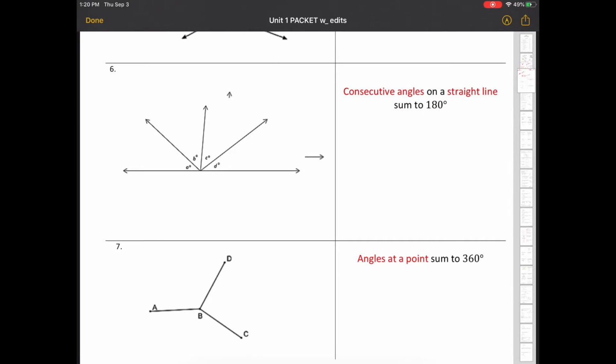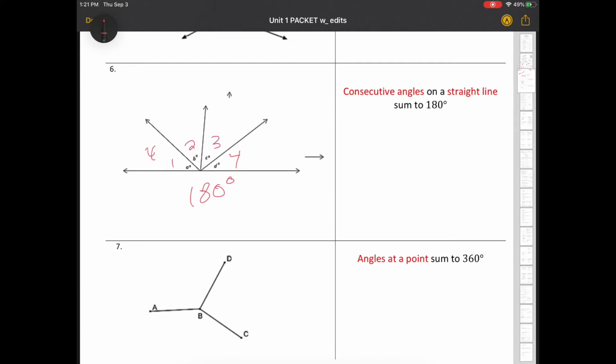So let's move down to number 6 here. This is what we call consecutive angles. So again, as I was just saying, they're along a straight line. So we have 1, 2, 3, and 4 angles together. They do add up to 180 degrees.